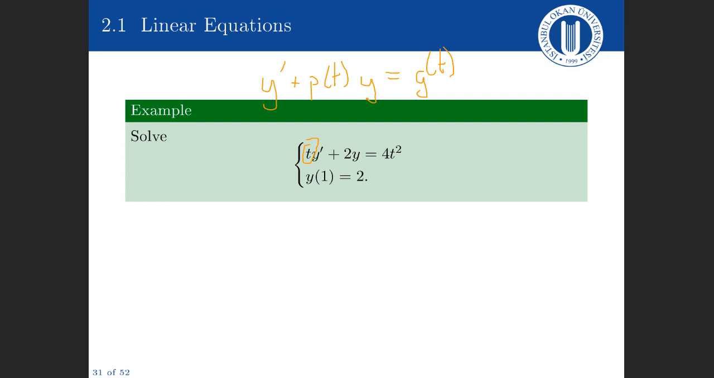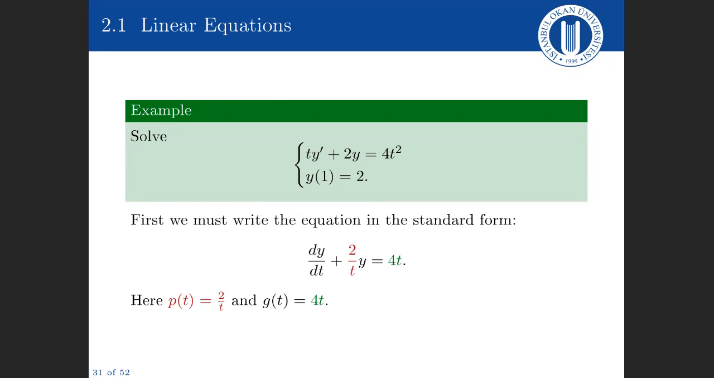First thing to do is to rearrange the differential equation so that it looks like the standard equation that we know how to solve. So the first thing to do is we divide by t, and we're going to be studying the equation dy/dt plus 2 over t y is equal to 4t. Here our function p of t is 2 over t and g of t is equal to 4t.